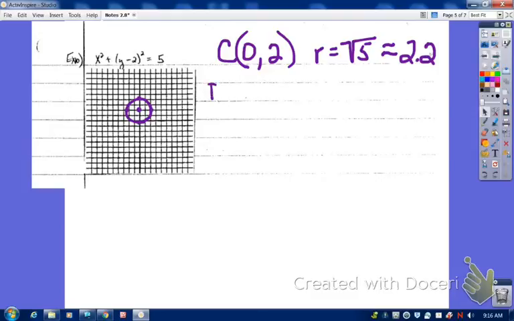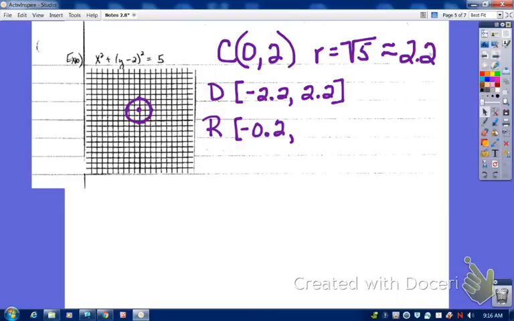This might be a little bit harder, but use that 2.2. Although our graph is not completely accurate, use the 2.2. How far to the left does the graph go? Negative 2.2. And how far to the right? Positive 2.2. And we're using brackets and not parentheses because I don't have any open circles anywhere, and I actually do have x values of negative 2.2 and positive 2.2. And how low does this graph go? Negative 0.2. And how high does it go? Positive 4.2.